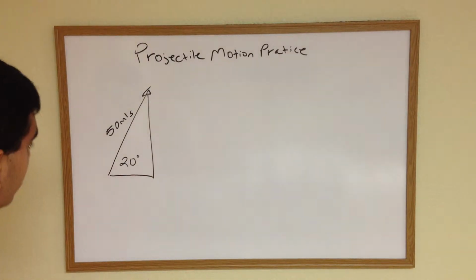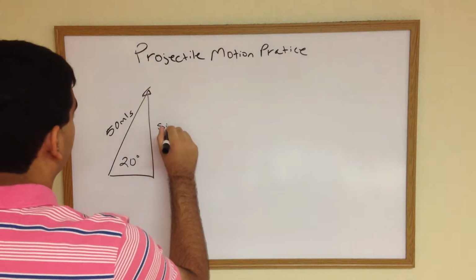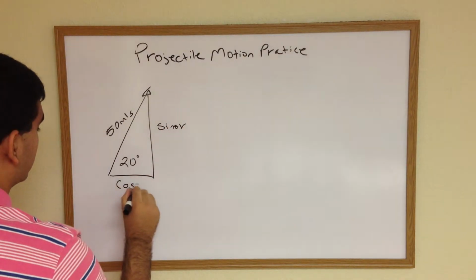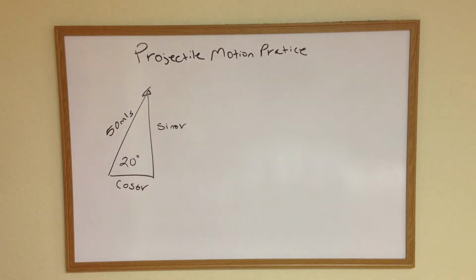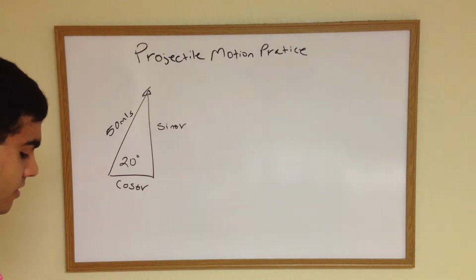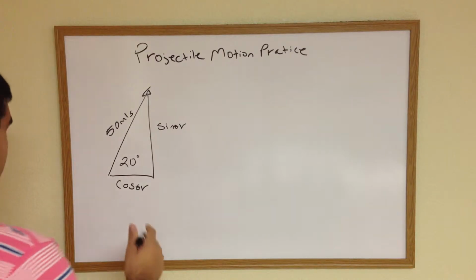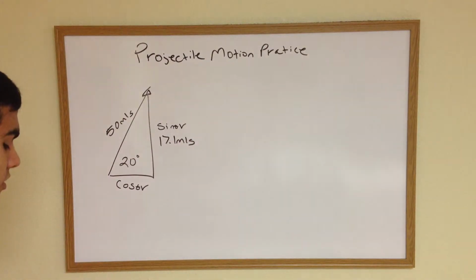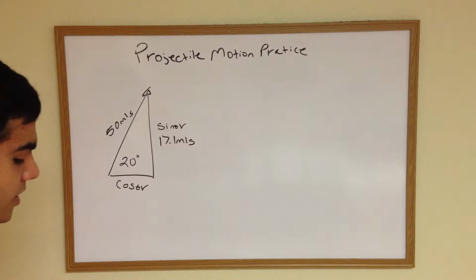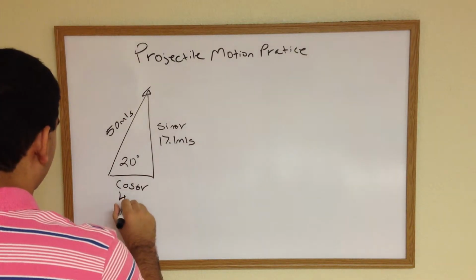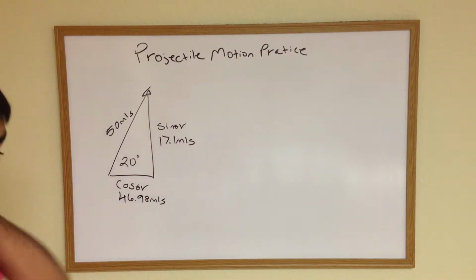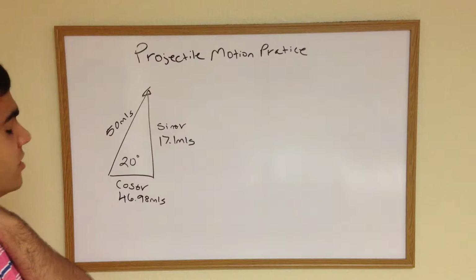When I do that, for my y component, I get sine theta v. For my horizontal component, I get cosine theta v. And when I compute those in my calculator, sine of 20 multiplied by 50 meters per second will give my vertical velocity to be 17.1 meters per second. For our horizontal velocity, it's going to be cosine 20 multiplied by 50 meters per second, which will be 46.98 meters per second.